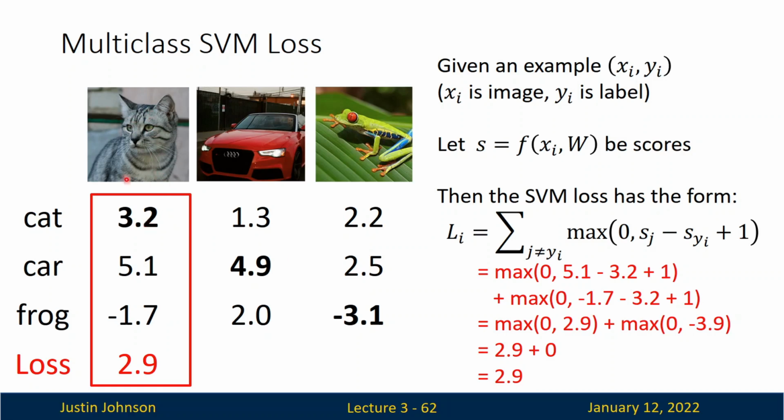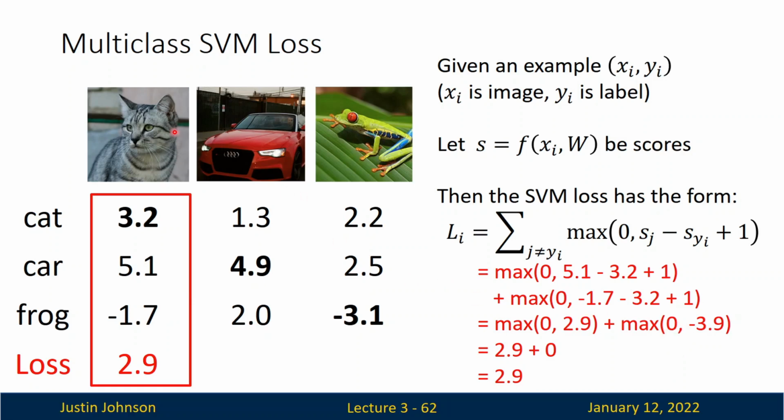So in this example, if the scores of this image for the classes cat, car, and frog are 3.2, 5.1, and negative 1.7, then for the first term, the best score is 5.1, but the true score is 3.2 because we know this is labeled as the class cat. Then we calculate the difference, and the first term is 2.9. The second term compares 3.2 and negative 1.7; it is less than 0.